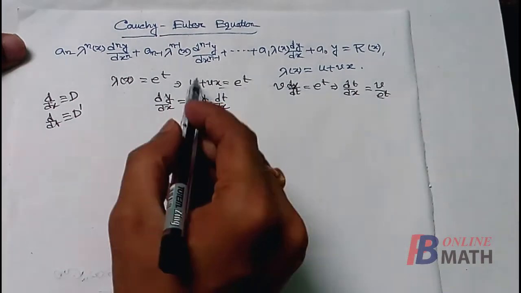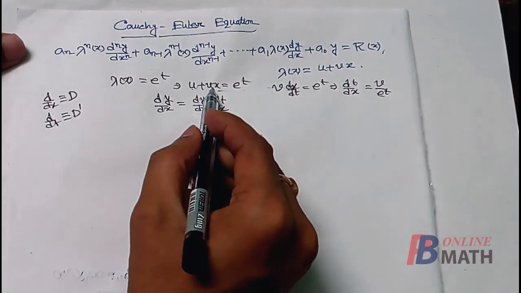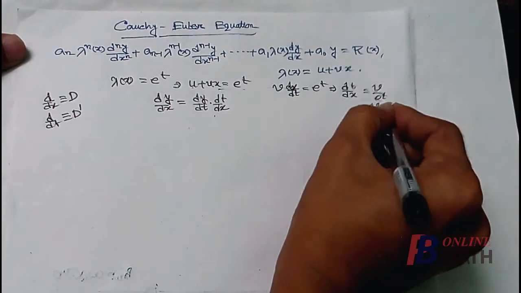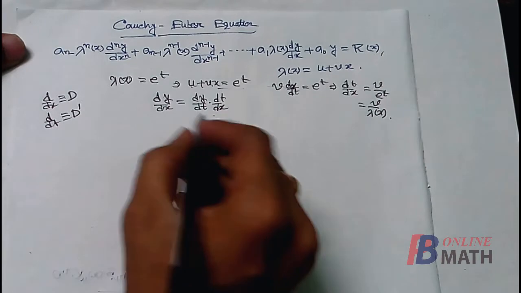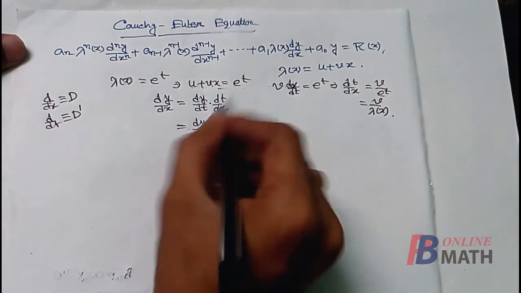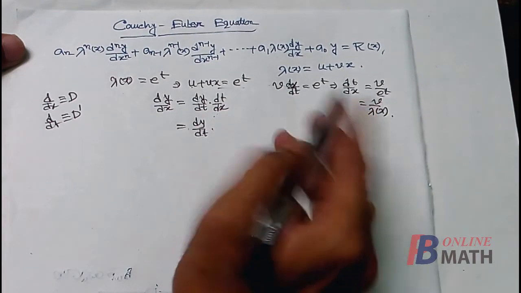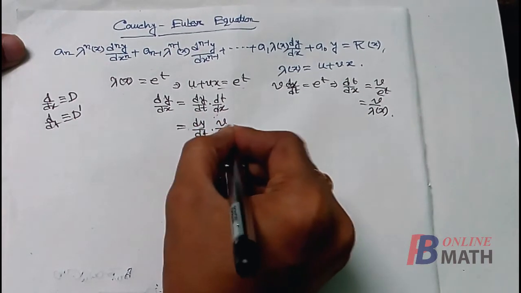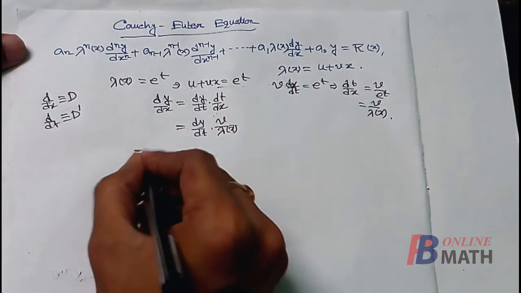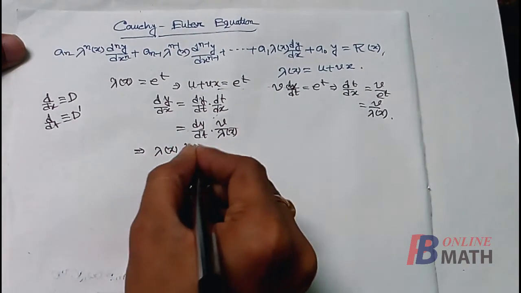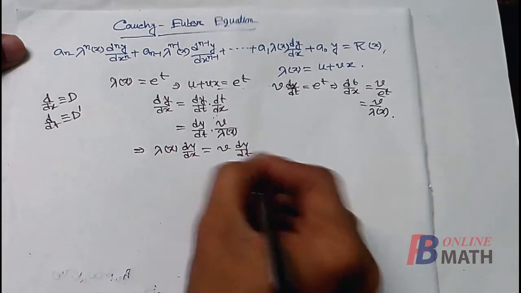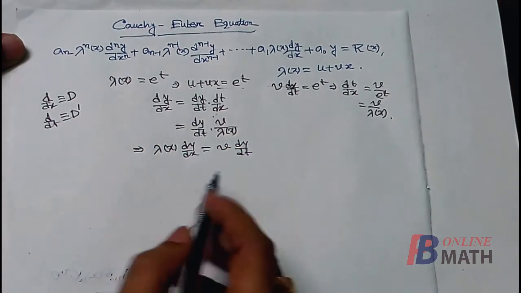Now e^t is nothing but u + vx, which is equal to λ(x). So we can write this as v by λ(x). So from here we find dy/dx = dy/dt into dt/dx, and dt/dx is equal to v by λ(x). If we multiply this equation by λ(x), then we find that λ(x) dy/dx is equal to v into dy/dt. Remember that v is just a constant.